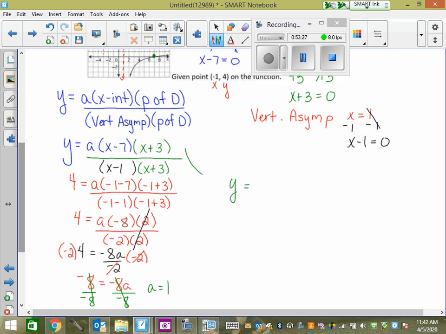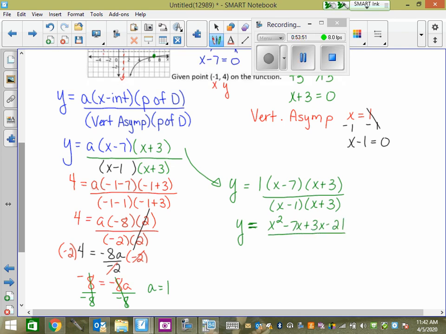So my equation, I fill in my A value, so I'm going to get 1, X minus 7, X plus 3, over X minus 1, X plus 3, and then I FOIL them together. It's not always going to be 1, guys, so make sure you check it. If you don't check that A value and it's not 1, you're in trouble. So we get X squared minus 7X plus 3X minus 21 over X squared plus 3X outside minus 1X inside minus 3 left. So you're FOILing. So we get X squared minus 4X minus 21 over X squared plus 2X minus 3.